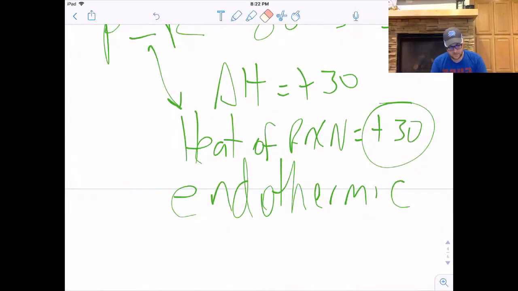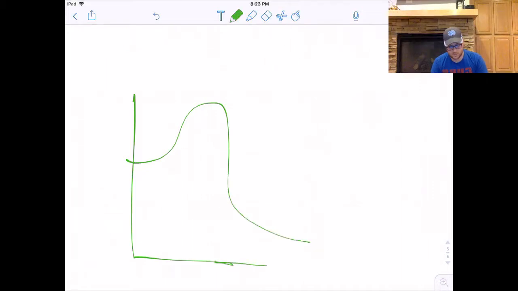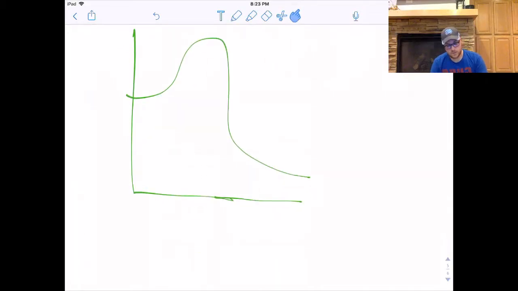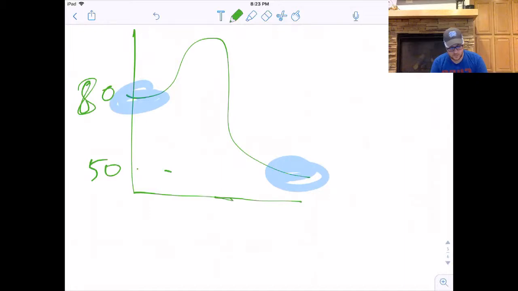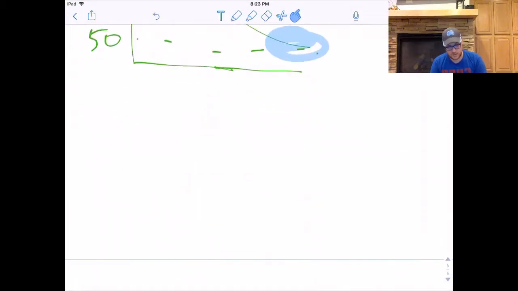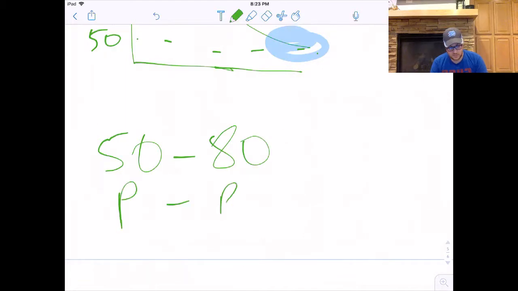Now, if the graph was the other way around, here's your reactants, here's your products. Let's say this was 80 and this was 50. You do products minus reactants, you'll get negative 30. Negative 30 is your delta H, which means it's exothermic.